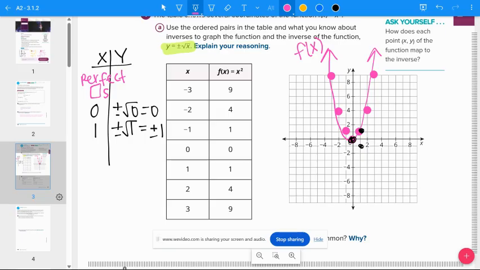So my next perfect square would be 4. And if I plug in 4, I'm actually getting plus or minus the square root of 4, which is the answer of plus or minus 2. So when I go over to 4, I have the positive and the negative value. And for fun, let's do the last perfect square. So our last perfect square would be positive 9. When I plug that in, I get plus or minus the square root of 9, which is plus or minus 3.